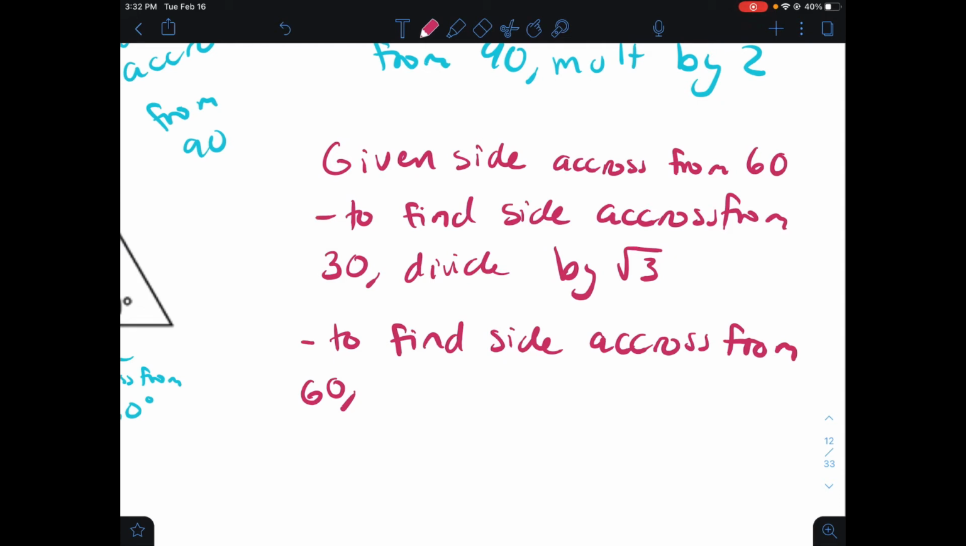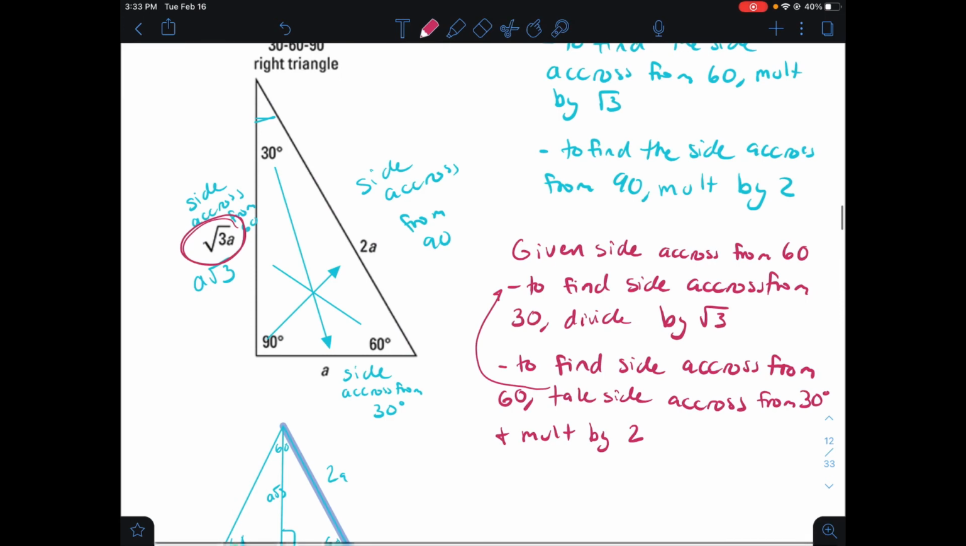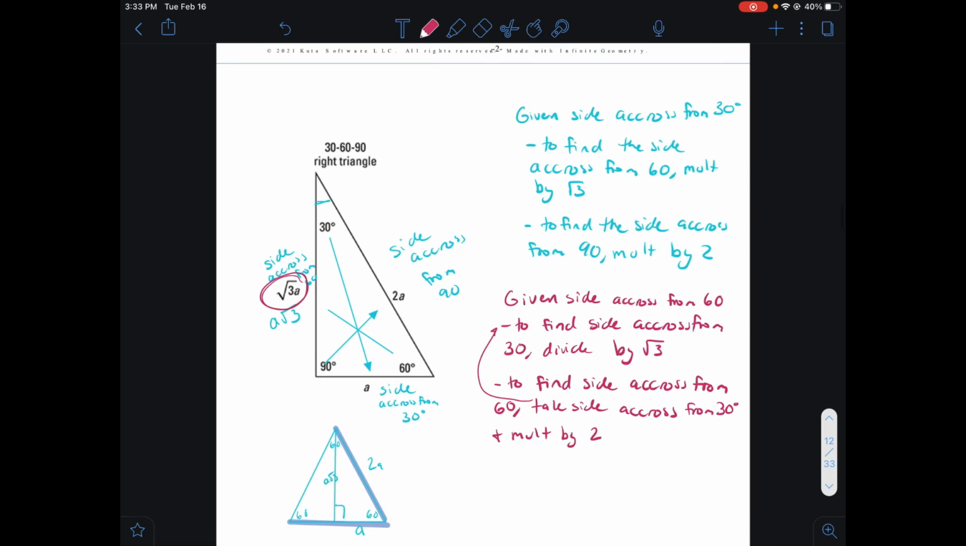So, all right. It says to find the side across from 60, what you're going to do is take the 30 side and multiply by 2. So you're going to take the side across from 30 and multiply by 2. So basically you're taking the side that you found from step 1 and multiplying it by 2. So let's give this a shot here. We got to find one.